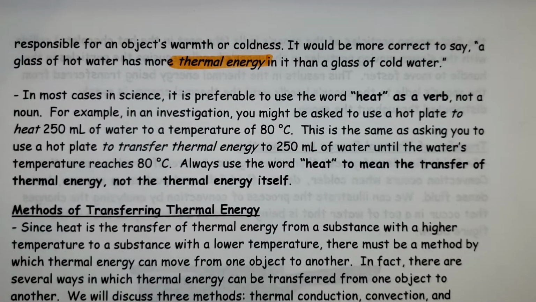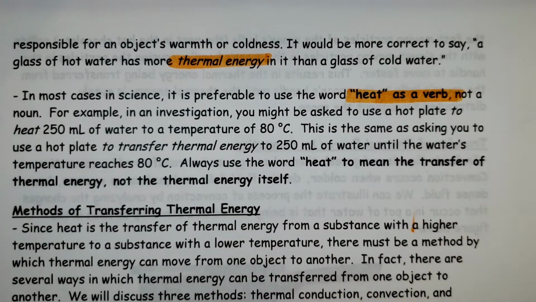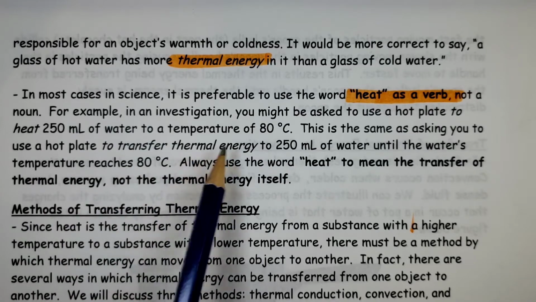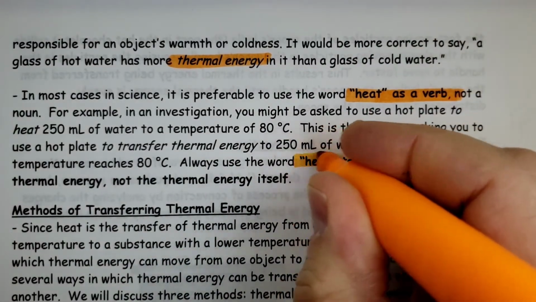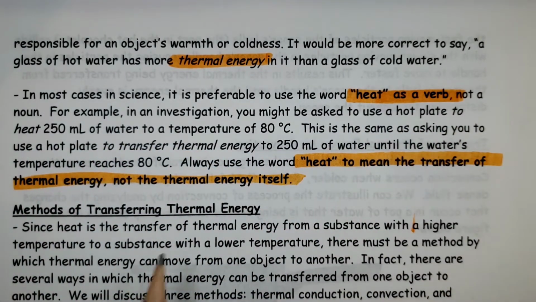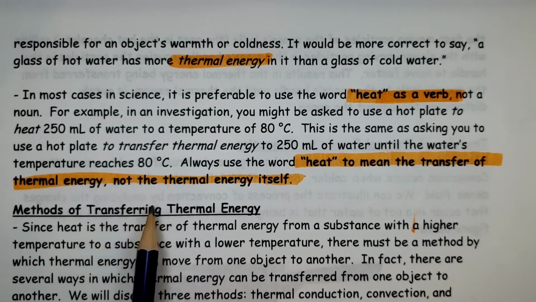In most cases in science, it's preferable to use the word heat as a verb, not a noun. So, for example, you might be asked to use a hot plate to heat 250 mL of water to a certain temperature. This is the same thing as asking you to transfer thermal energy over. So heat should be used in terms of transferring thermal energy, not the thermal energy itself. So it's not the heat, it's the thermal energy that's transferring over from a hotter to a colder one. And that transfer is heat, heating. Transferring the thermal energy over.